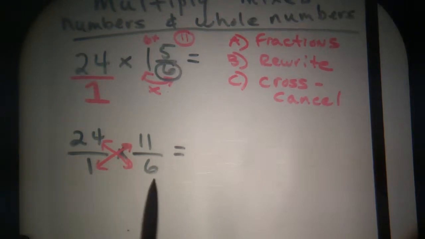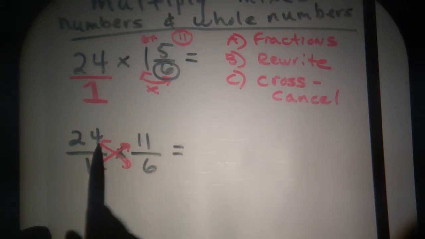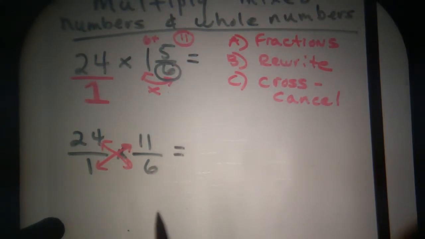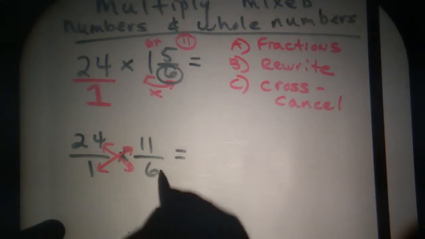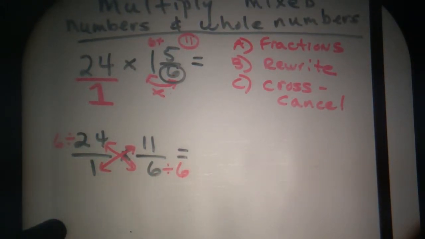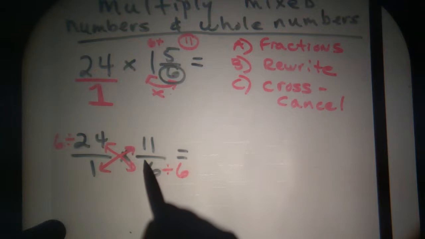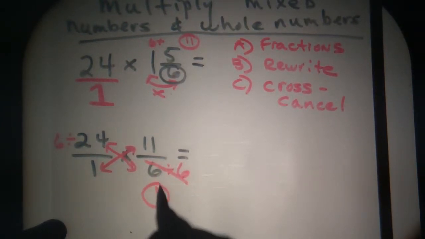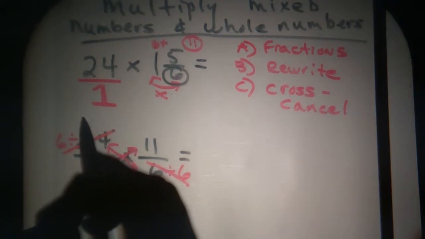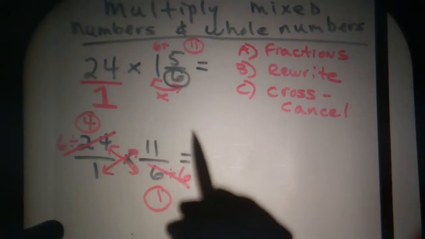I'm going to look at the smallest number. Can it be divided into the larger number? Can 6 be divided into 24? Yes, 6 can go into 24 evenly. So divide 24 by 6 and 6 by 6. This gives us 1. It cancels out the 6. The 24 is canceled out and we now have a 4.